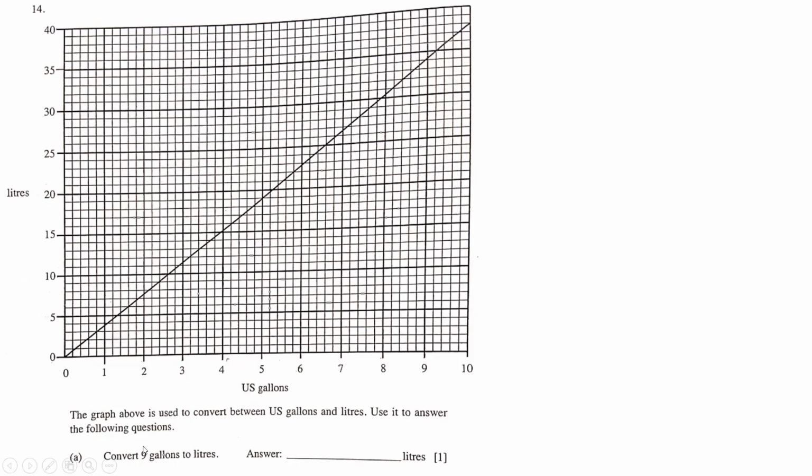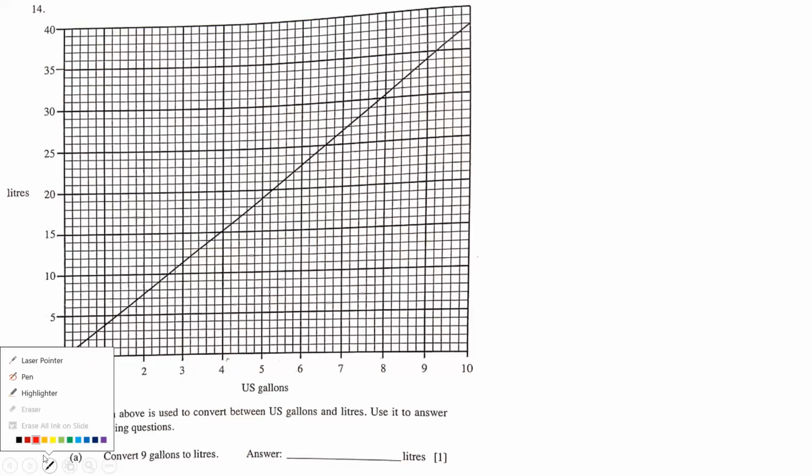It says convert 9 gallons to liters. And so basically what we want to do is convert 9 gallons to liters. This graph is very helpful. On the x-axis, we have gallons, and on the y-axis, we have liters. We want to see, if we have 9 gallons, how many liters is that?